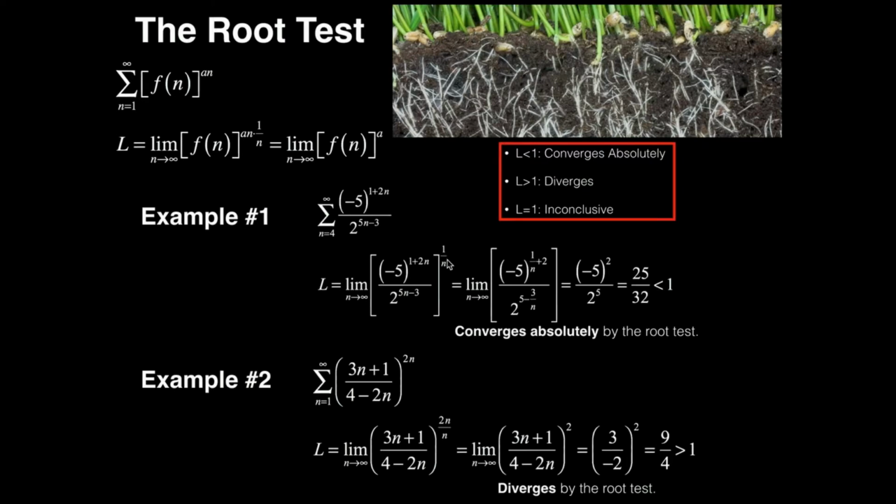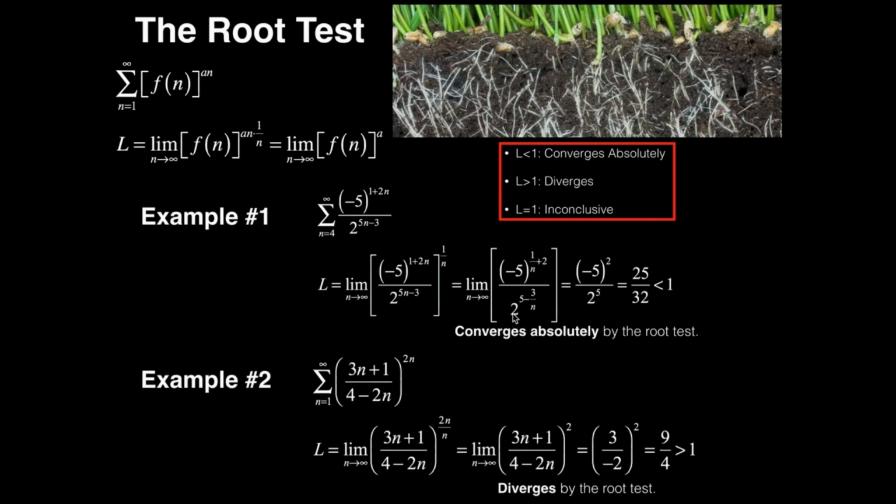In this case, we just distribute this 1 over n to each of these individual exponents. So 1 times 1 over n becomes 1 over n, and 2n times 1 over n becomes plus 2. We do the same thing in the denominator: 5n times 1 over n becomes just 5, and minus 3 times 1 over n becomes minus 3 over n. Now we can simply evaluate this limit, because if we plug in infinity for each of these n's, then these fractions go to 0. And so I'm left with negative 5 to the second power, because the 1 over infinity goes away, that's just 0.